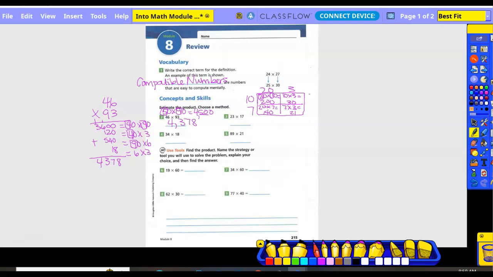So I'm going to add all of those. So 200 plus 140 plus 30 plus 21. So 193. Is that right? Okay. So that's our actual answer. We forgot to estimate. So we would take 20 times what? 20. So 2 times 2 is 4, and add 2 zeros, so 400.